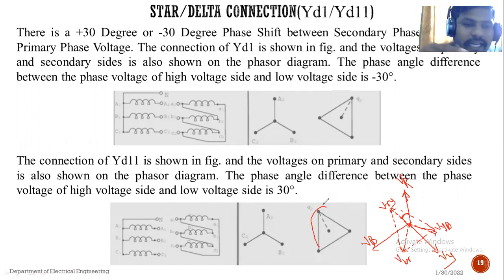See the connection of star delta 11, it is shown in the figure, and the voltages on the primary and secondary side are also shown in the phasor diagram. The phase angle difference between the phase voltage of the high voltage side and the low voltage side is plus 30 degrees. Okay, did you understand the connection? We will discuss advantages and disadvantages.